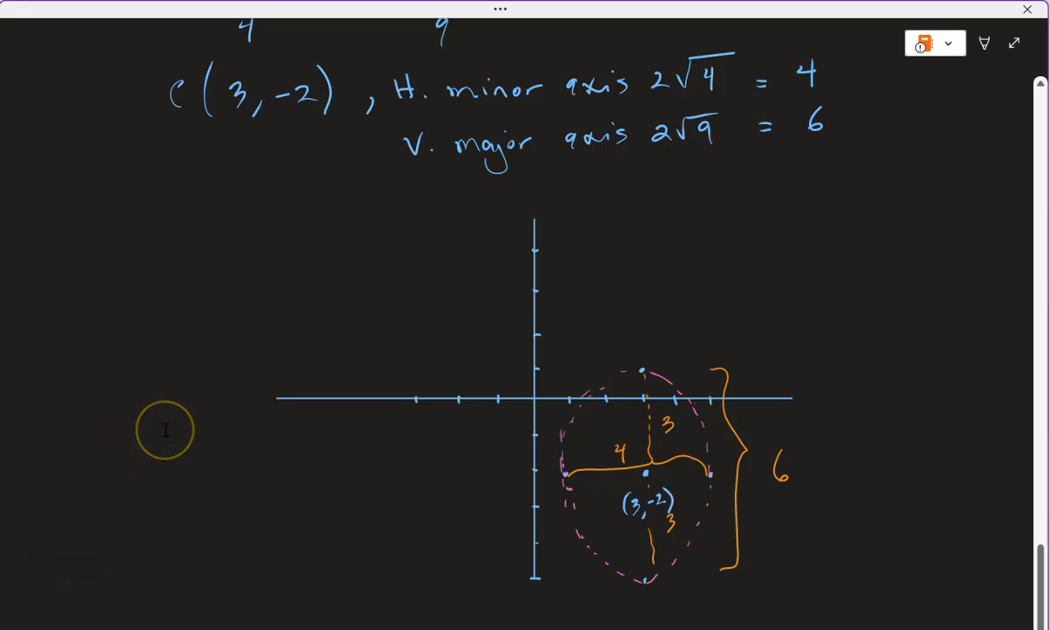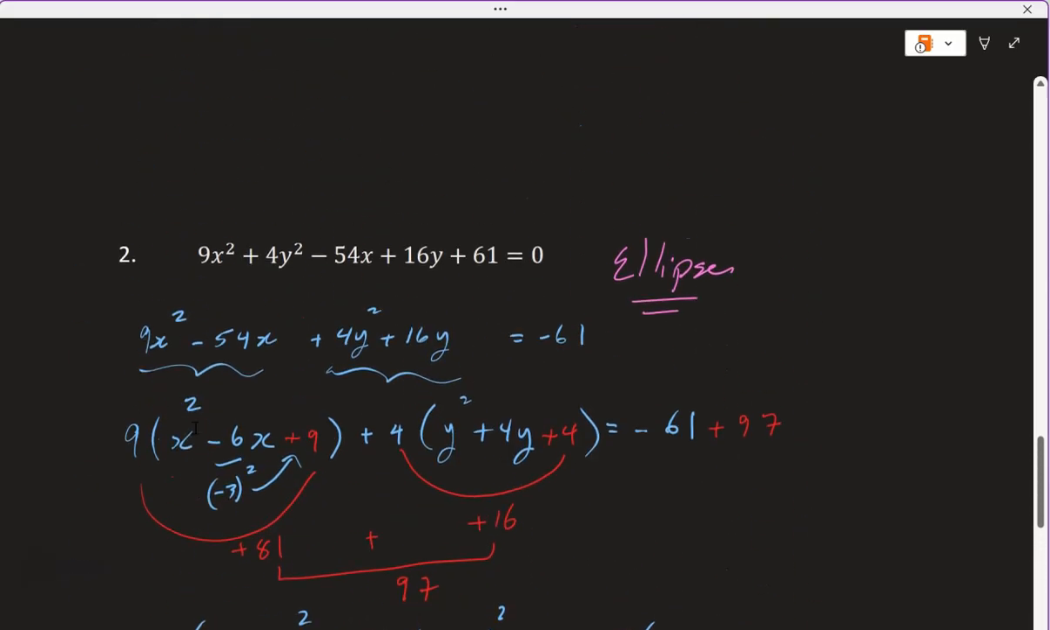All right, so these are the two examples of conics, changing the general form to standard form and then extrapolating all the information that we need and then graphing them.